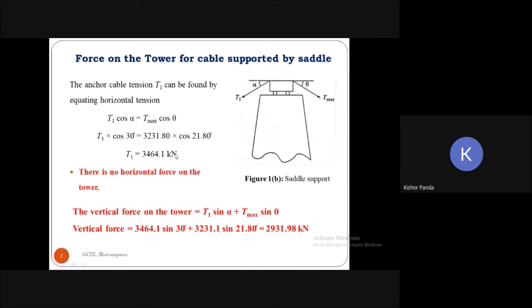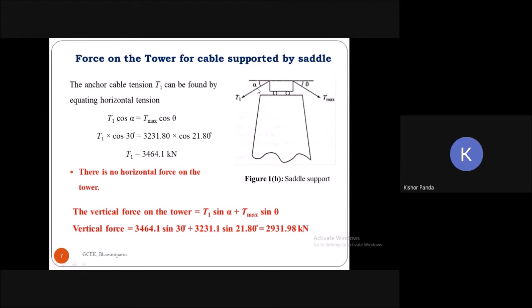A cable supported by saddle, in that case there is no horizontal force on the tower. So you only have to find out the vertical force on the tower. What is the vertical force acting on the tower, that you have to find out.